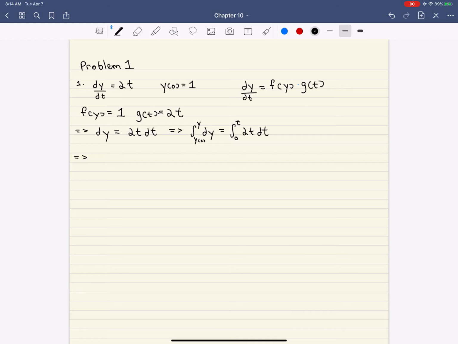And so when we do this definite integral, what we get is y minus y of 0. And on the right-hand side, what we get is 2t squared over 2 minus 2 times 0 squared over 2. Okay? Our y of 0, based on our initial condition, is 1. And this part over here is just 0. And so if we rearrange the equation, and these 2's cancel out, what we get is just y is equal to t squared plus 1.